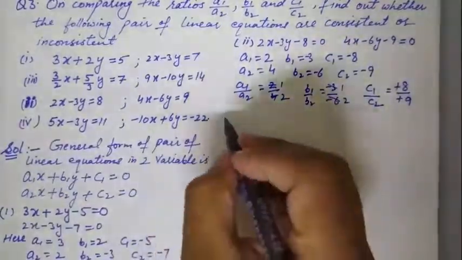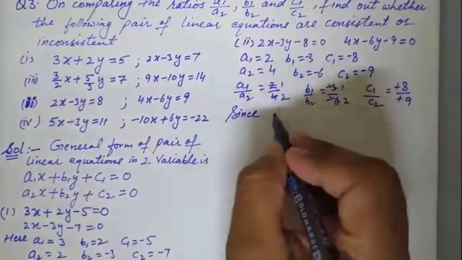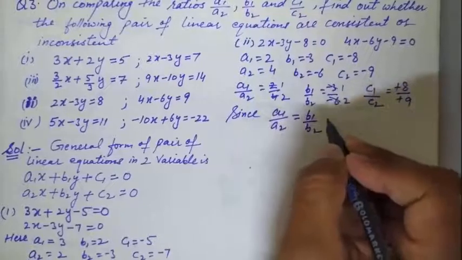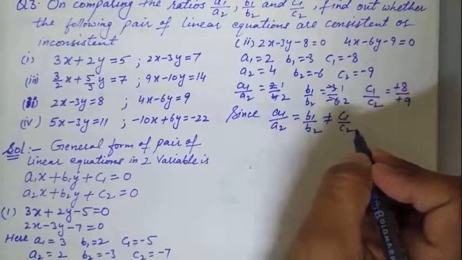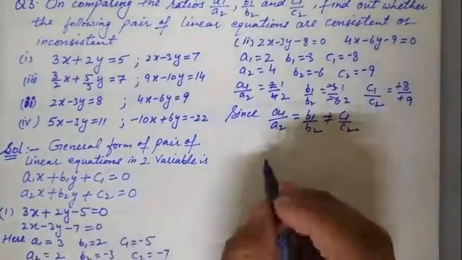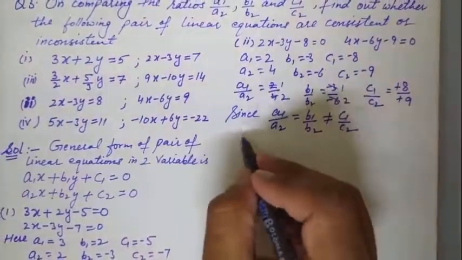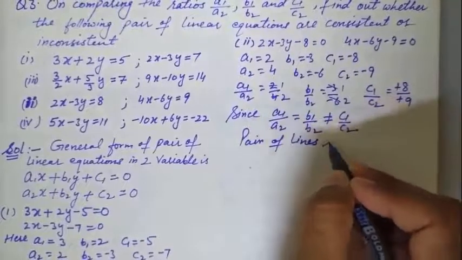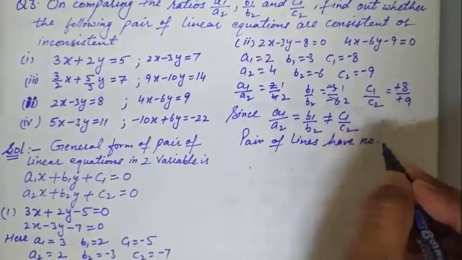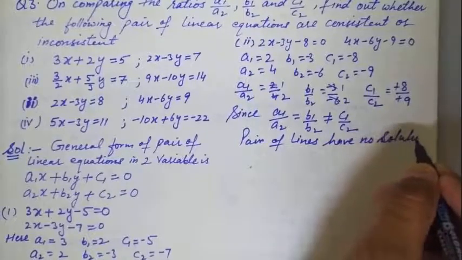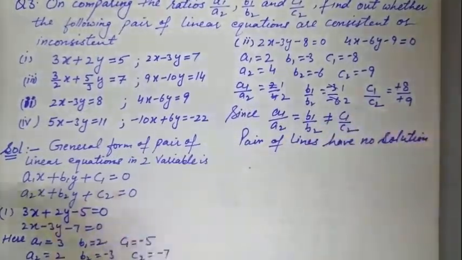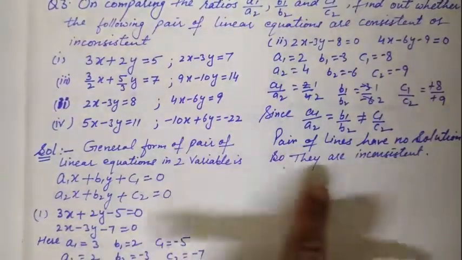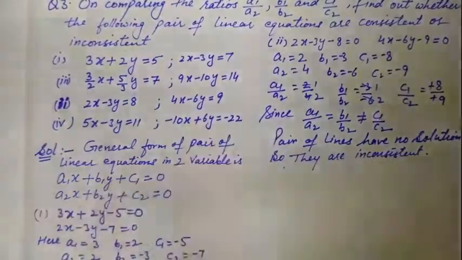So we write: since a1 over a2 is equal to b1 over b2 but does not equal c1 over c2, it means they do not have any solution. So we write: pair of lines have no solution. If it has no solution, then this pair of lines is called inconsistent. So the pair of lines have no solution, and these lines are inconsistent.